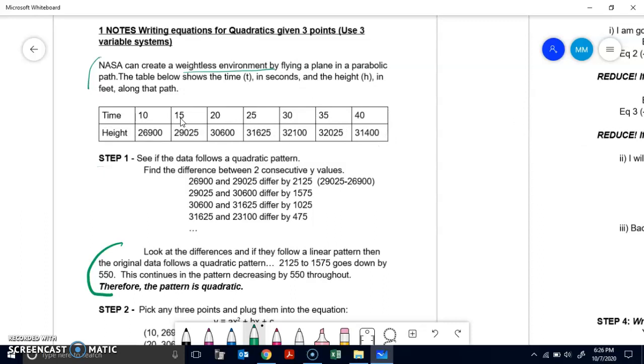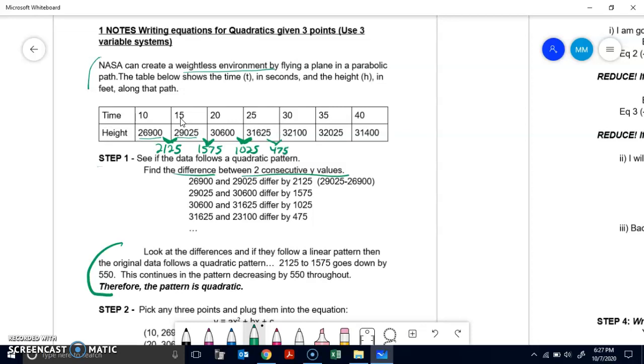So what we're going to do is find the differences between two consecutive y values. We're going to find the difference between these two y values, and to do that, we subtract the second value minus the first. So 29,025 minus 26,900 has a difference of 2125. Difference from here to here, what does it go up by? 30,600 minus 29,025 is 1575. Again, subtract these two values would give me 1025. Subtract these two values gives you 475.